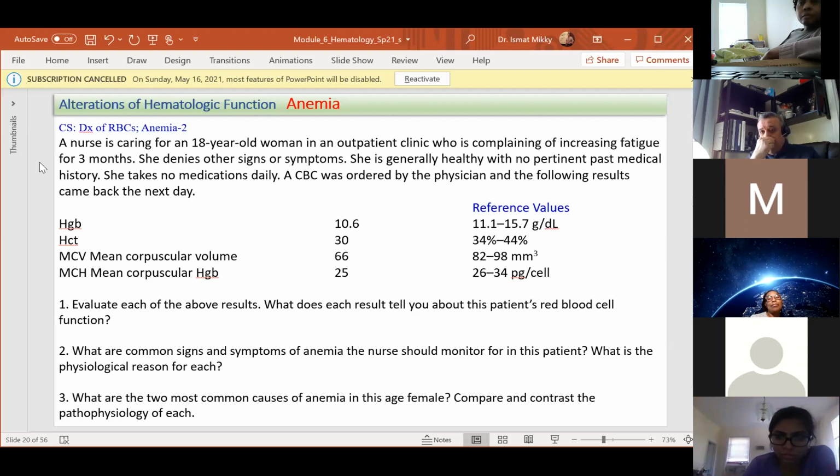A nurse is caring for an 18-year-old woman in an outpatient clinic who was complaining of increasing fatigue for 3 months. She denies other signs or symptoms. She is generally healthy with no pertinent past medical history. She takes no medications daily. A CBC was ordered by the physician and the following results came back the next day.